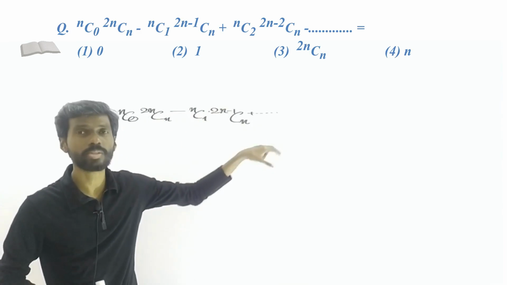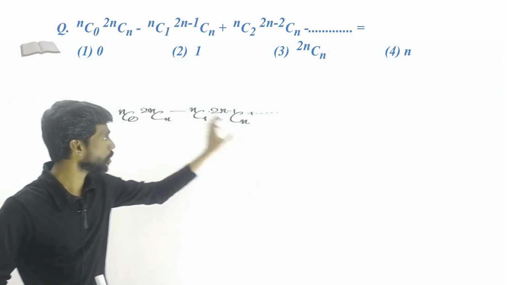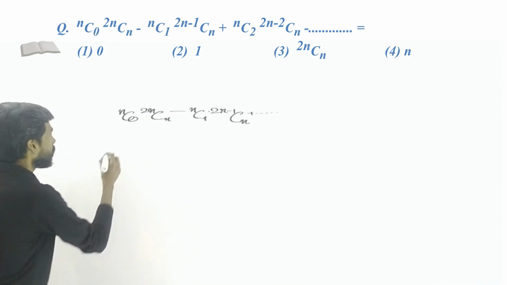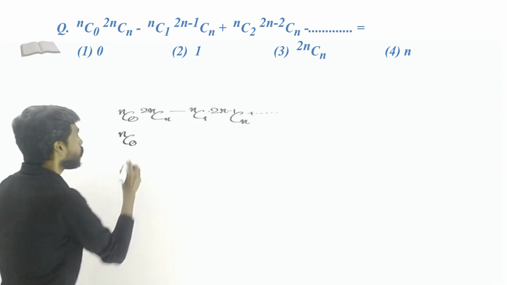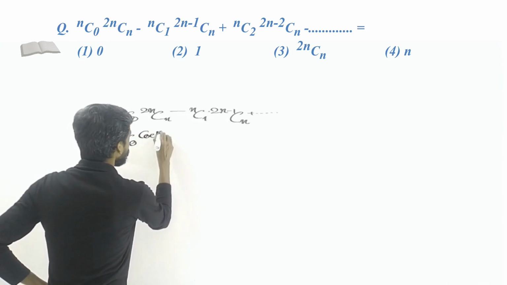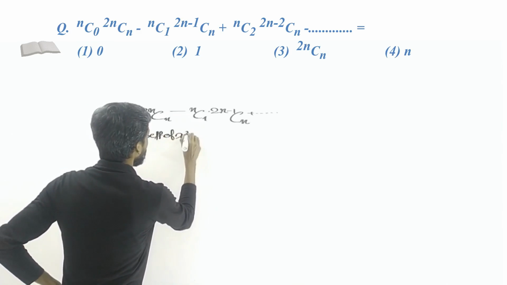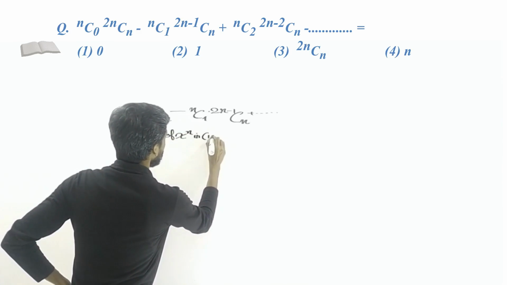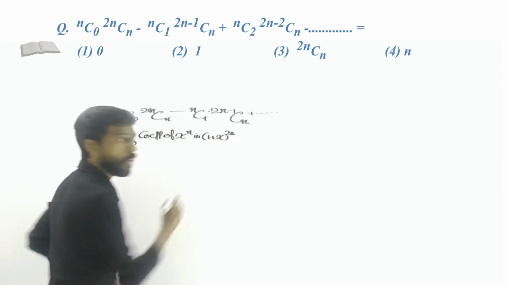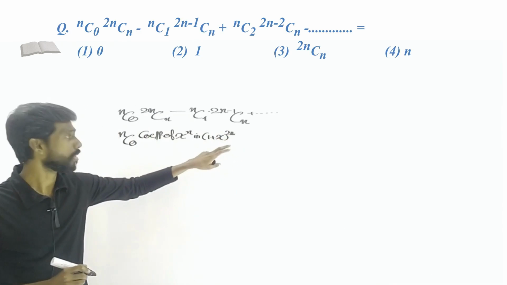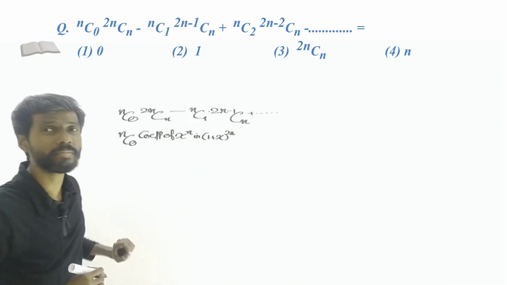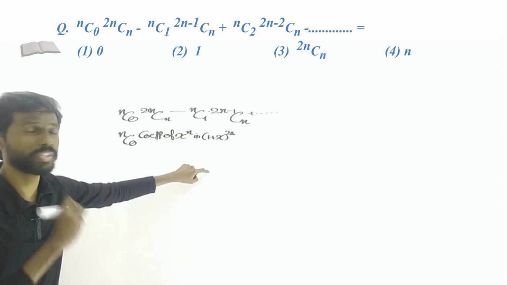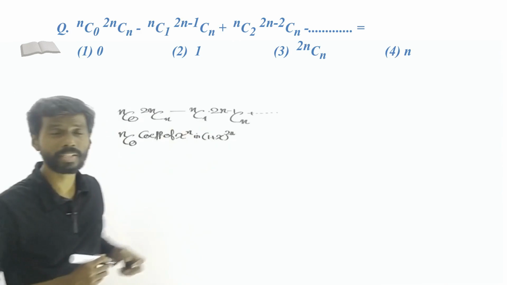These values are okay: nC0, nC1, nC2, nC3, etc. But these second terms are the only problem, right? So what we do is this. What is 2nCn? 2nCn is the coefficient of x to the power n in (1 plus x) to the power 2n, correct? From that, if you find the coefficient of x to the power n, that only is 2nCn.